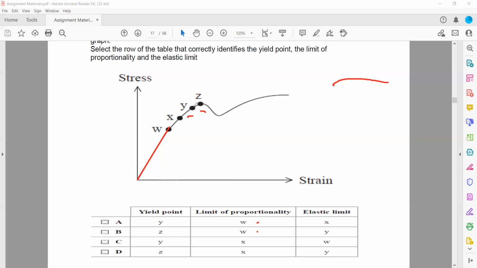Yield point is a region where this is parallel to the strain axis or extension axis. So for a very small change in force, there is a maximum change in extension. So that refers to Z. So yield point is Z and limit of proportionality is W. In between them, there will be the elastic limit. That's why B is the right answer for question 22.